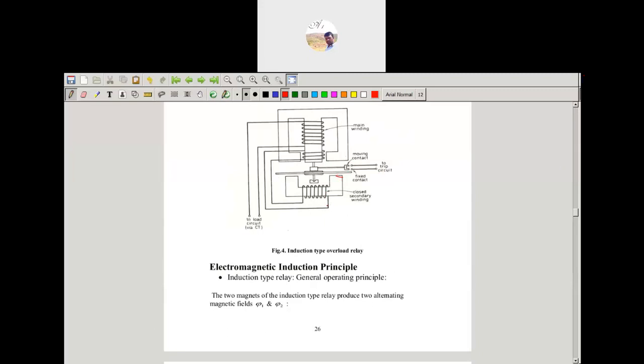So mainly, based on the input current variations, the disk variations will be there. When the input current varies, the signal is generated and the flux also varies. Due to the flux variation, the disc tries to move at higher speed, and then it opens the trip contacts. So this is about the wattmeter type relay.